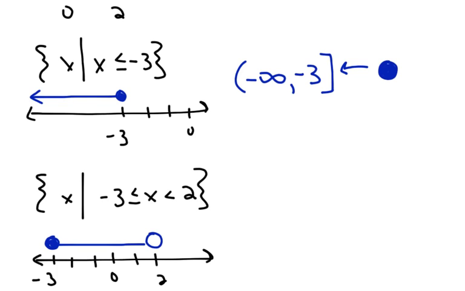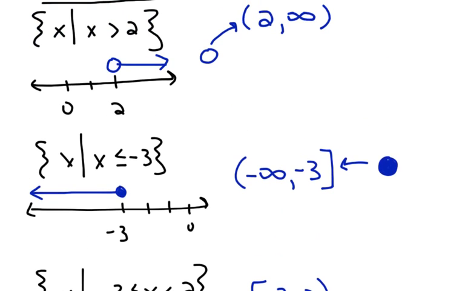In interval notation, we would put bracket -3, comma 2, parentheses. This is called interval notation, and this is the notation that we use when we get to calculus. So we want to start practicing using it now. Again, the bracket is used for a closed circle at a number. The parentheses is used for an open circle at a number.